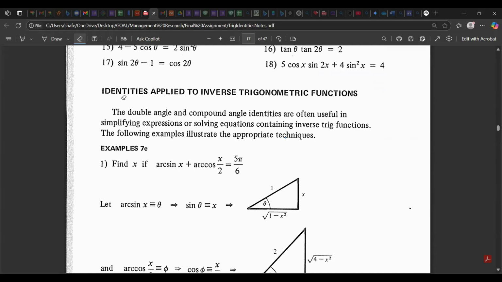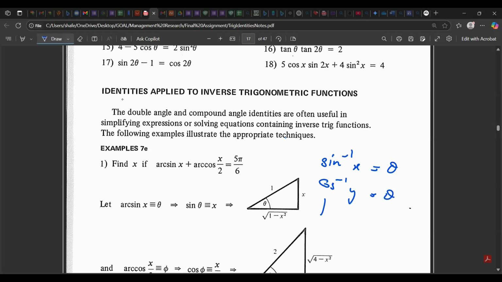So instead of writing it like this, you probably know sine inverse of some number equal to some angle, cos inverse of some number equal to some angle, and tan inverse of some number equal to some angle. But instead of writing it like this, we say arc sine, arc cos, arc tan. I guess you were introduced to that, I would think, in your previous school.